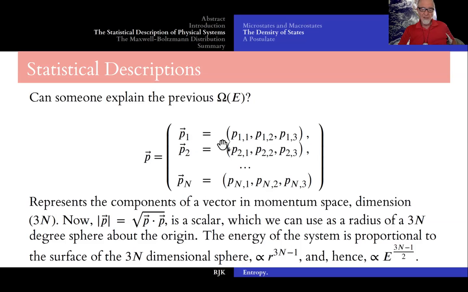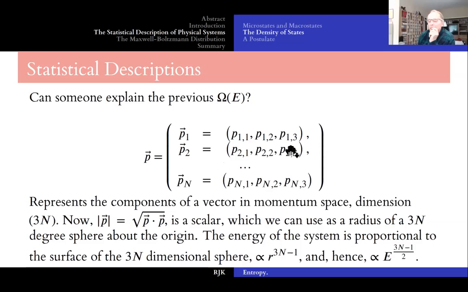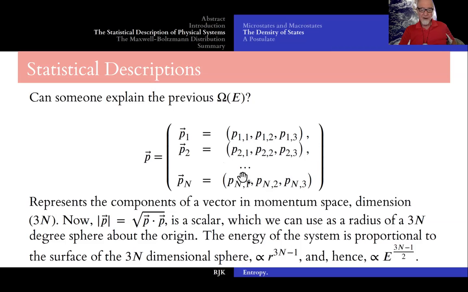It's got, if n is 100, this is 300 components. Right. The first 3 are here, the second 3 are there, etc. The last 3 are here. So this is a 300 element vector.